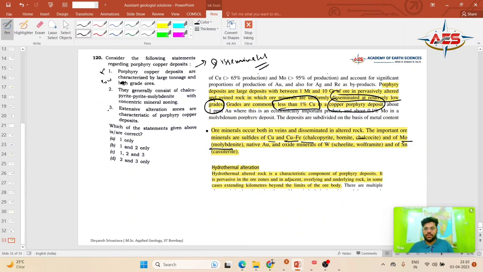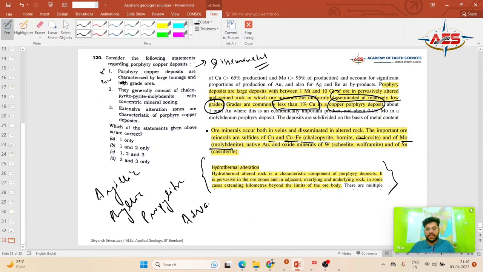Then the third one, extensive alteration zones are characteristic of porphyry copper deposits. You can see there are different alteration zones that you will get near the magmatic pluton, because of the alteration, like the argillic, phyllic, propylitic, and advanced argillic. These are the alteration zones. So according to me, second and third would be correct. They would be the correct option, and the first is incorrect.